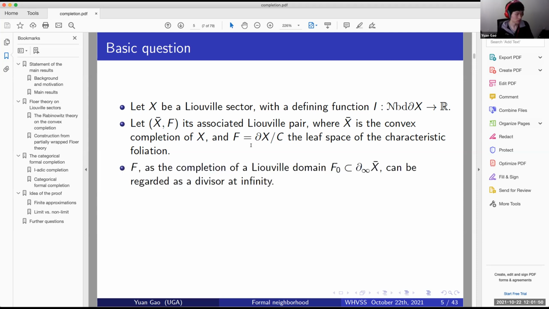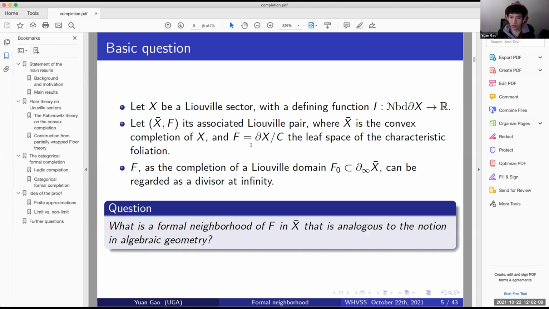Okay, so the motivating point of view, not quite rigorous, is that we treat F as a divisor sitting at infinity. So the basic question is to ask, what is the formal neighborhood of F that is analogous to the notion in algebraic geometry?